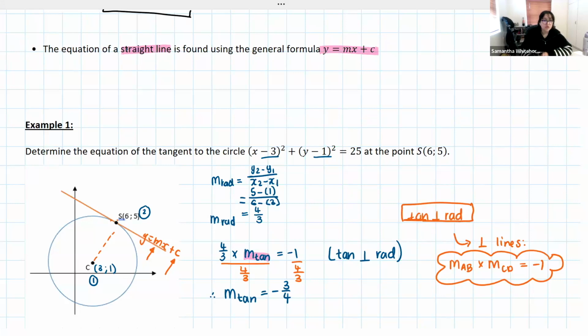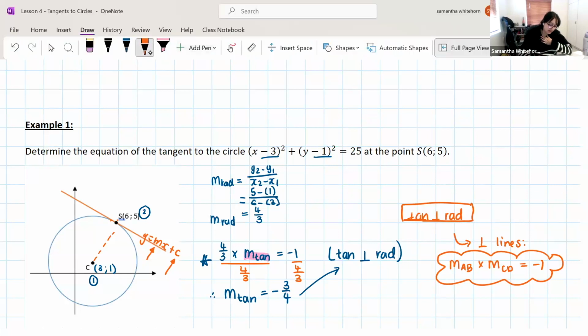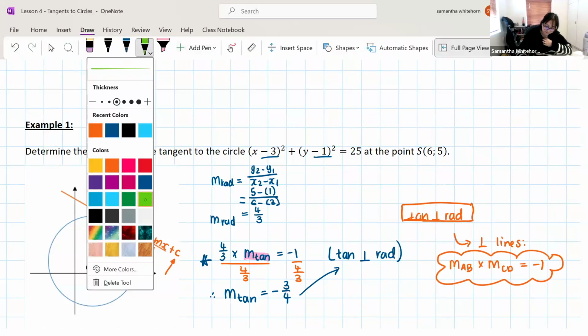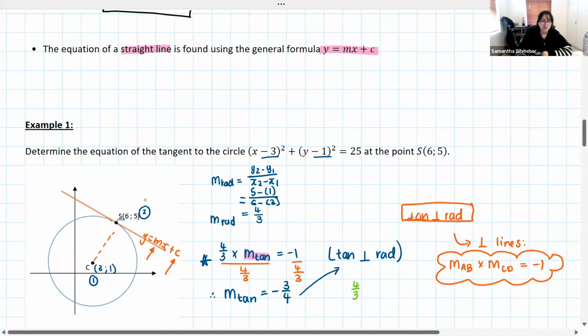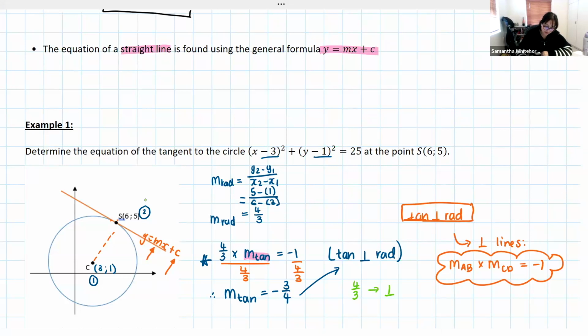Now you don't have to show any of that working out. This little step over here with the star, you don't actually need to show. If you just go straight to the gradient of your tangent with the reason, that's fine. Personally, that's how I do it because I remember the little trick. So the trick is, if you have a gradient of, let's say, 4/3, for the line perpendicular, you swap the fraction, so it becomes 3/4. And because that was positive 4/3, you now make it negative.